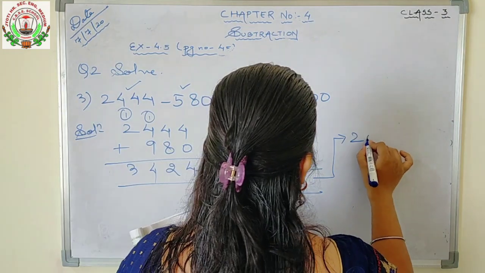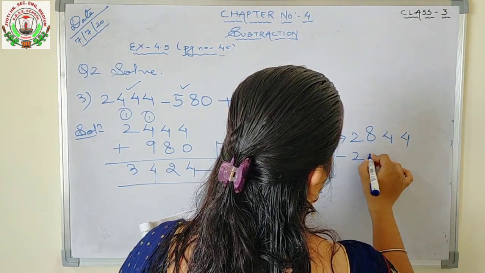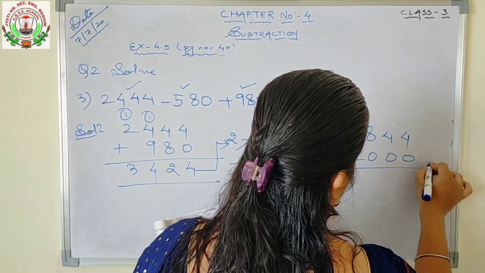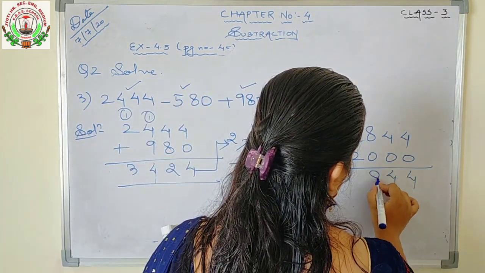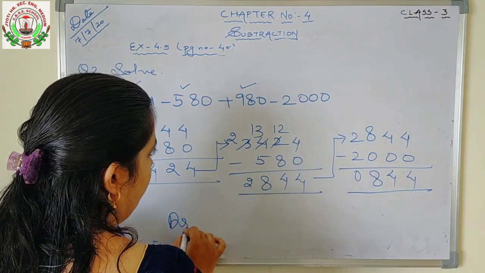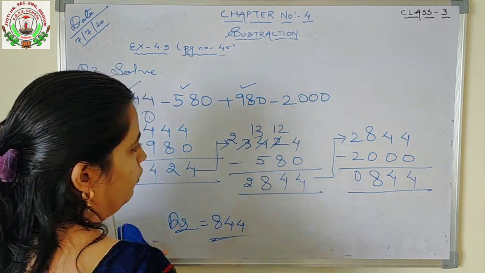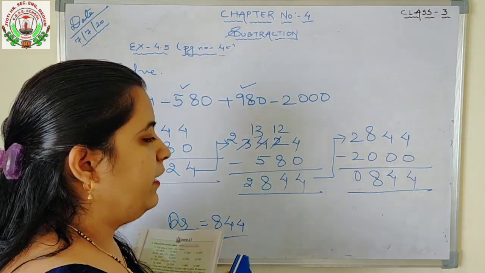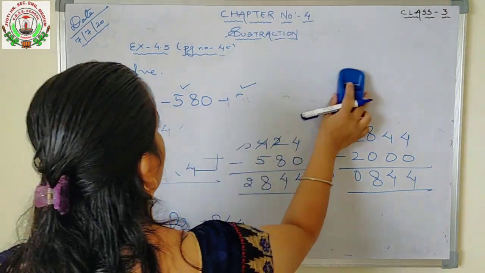Then 2844 minus 2000. 4 minus 0 is 4. 4 minus 0 is 4. 8 minus 0 8. 2 minus 2 is 0. So finally what is our answer? Our answer is 844. Okay. Like this we have to solve. Okay. Then question number 4.